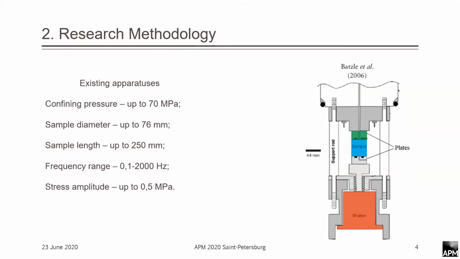So also I want to say that existing machinery can create only a small amount of loading, only up to 0.5 MPa. So this is the main disadvantage of existing machines for dynamic loading of rock samples.